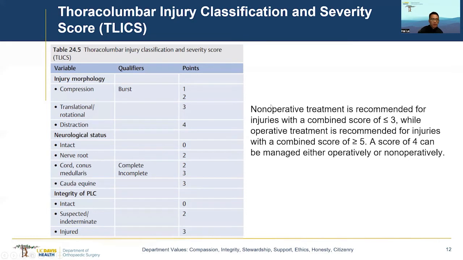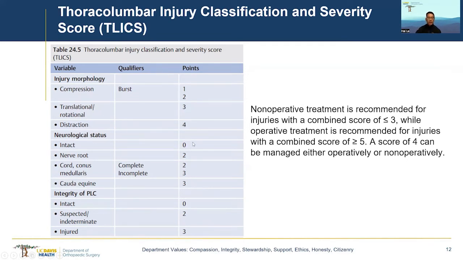So for the injury morphology, if there's a compression fracture, it generally gets 1 point. But if it's a burst fracture, you get 2 points, right? Because it's a little bit higher energy mechanism. If there's a translation or rotational injury, then it's 3 points. And if it's a flexion distraction injury, it's 4 points.